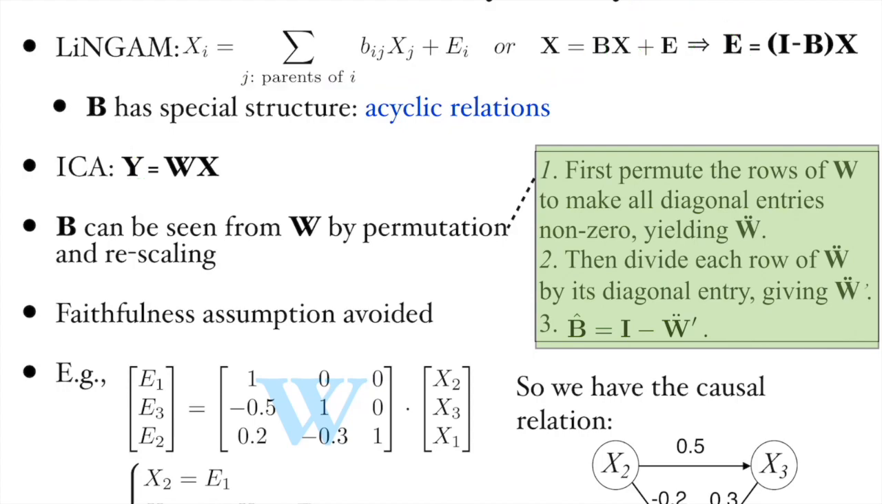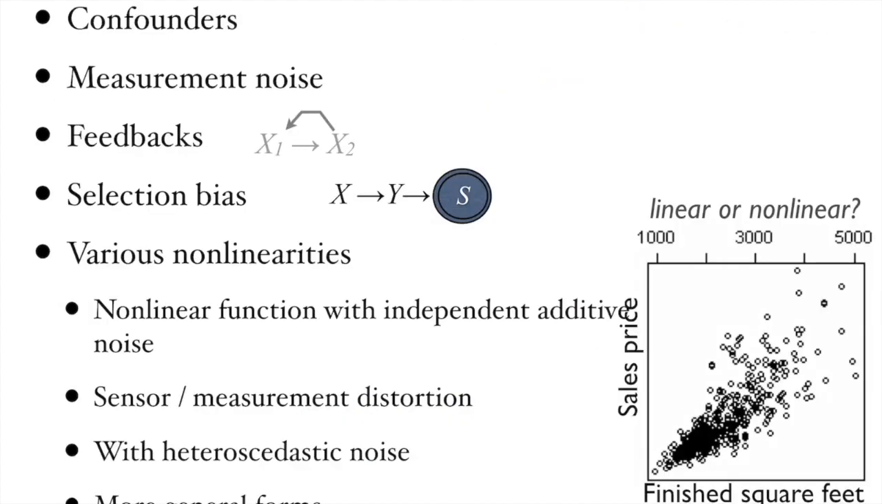Okay, let me skip this. There are many limitations of the linear non-Gaussian acyclic causal model, although it's really cool. Why? Because it was proposed in 2005. I was surprised when I saw the paper.